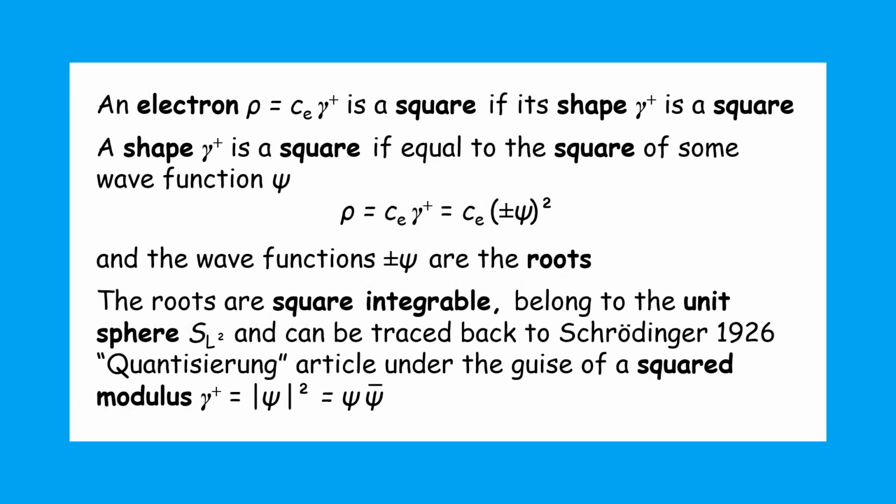An electron is a square if its shape is a square. A shape is a square whenever equal to the square of some wave function, and then the wave function is a root. The roots are integrable, belong to the unit sphere of the L2 norm, and can be traced back to Schrödinger under the guise of a squared modulus.